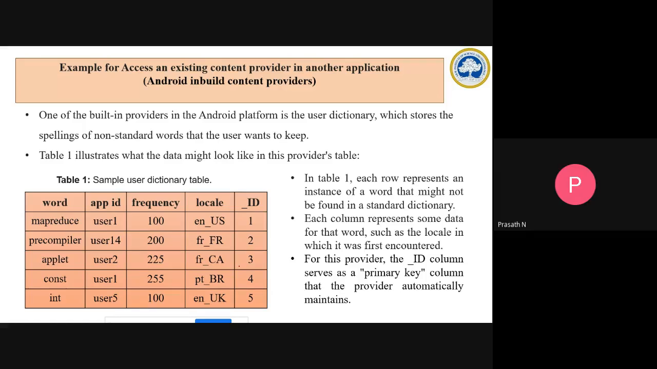So here I have taken a table, a sample user dictionary table. On the right-hand side in table one, each row represents an instance of a word that might not be found in a standard dictionary. It is a word which is not available in the standard dictionary, and each column represents some data for the word, such as the locale in which it was first encountered.